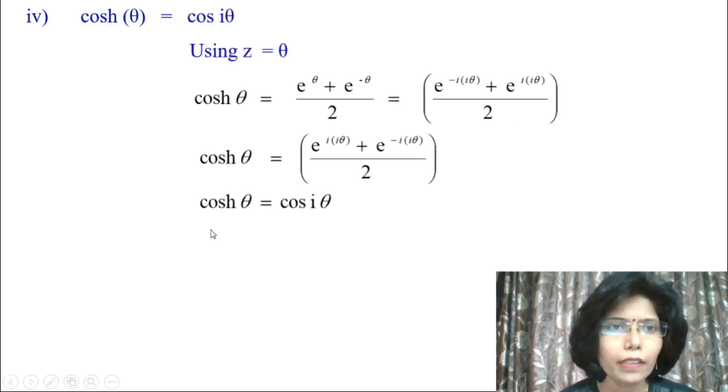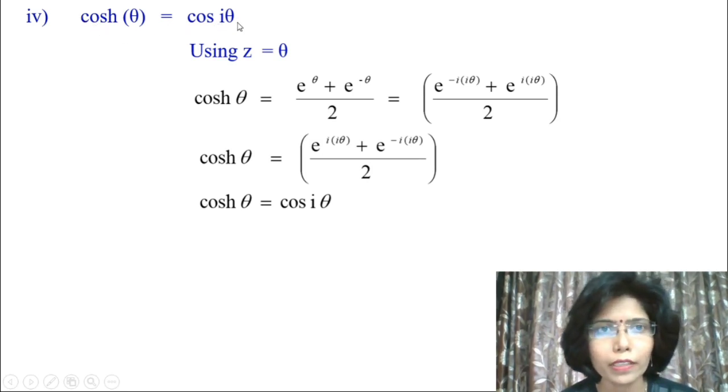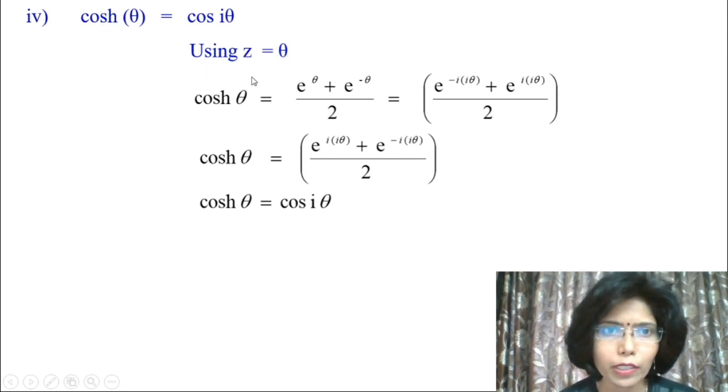Now the fourth identity, which is very important, that is cos of theta is equal to cos of i theta. We have to prove this. For that, using the same approach, we can write the general expression for cos theta. In the previous lecture, we have seen that it is e raised to i theta plus e raised to minus i theta upon 2.